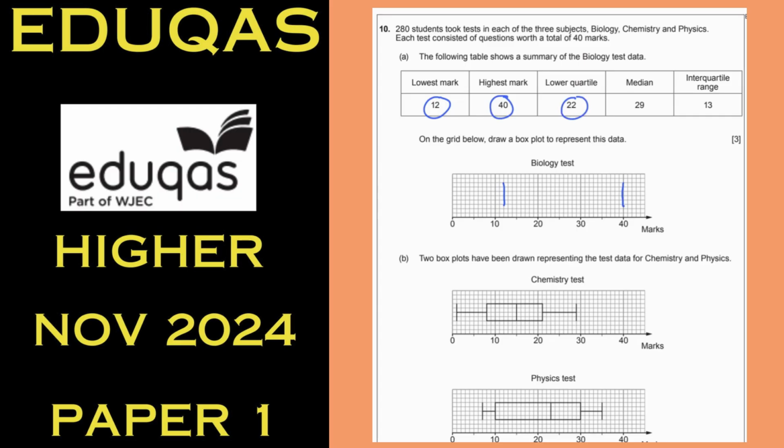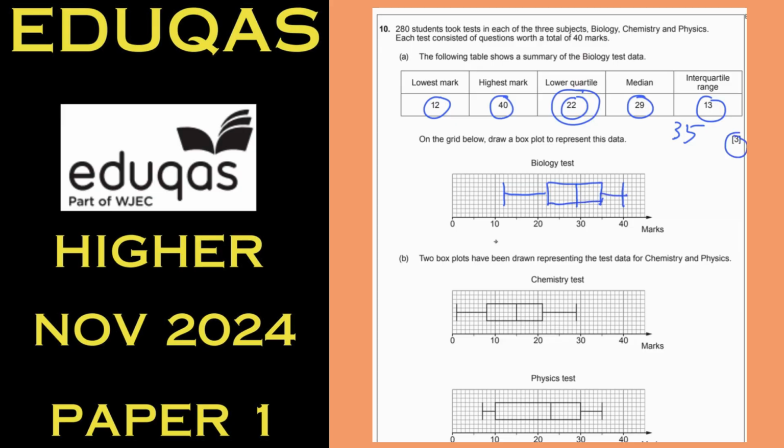Lower quartile is 22, with a ruler, like I say, and median of 29 in its slots. But that 13 is not a notch. You need to do lower quartile plus the interquartile range gives you 35. You need your upper quartile marking at 35. Grab a ruler, make it neater than mine.